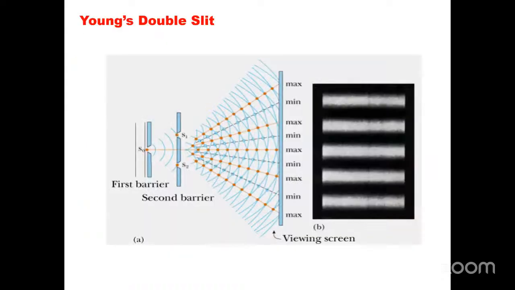Next, Young's double slit experiment. You can see here, what is Young's double slit experiment? There only you can observe the case for Young's double slit experiment.